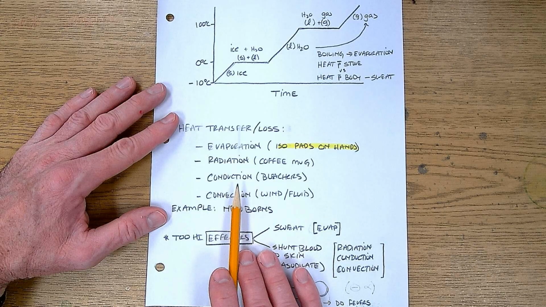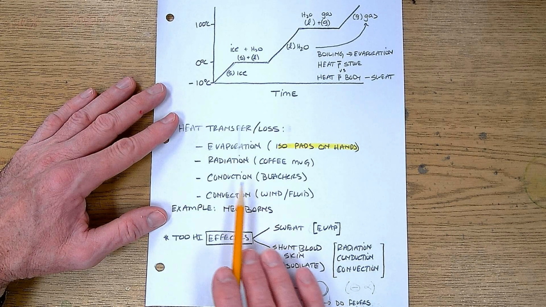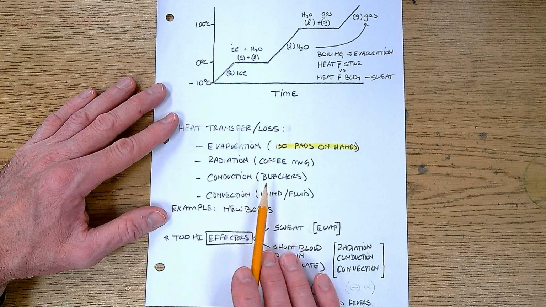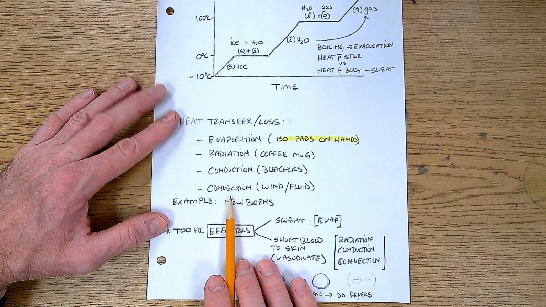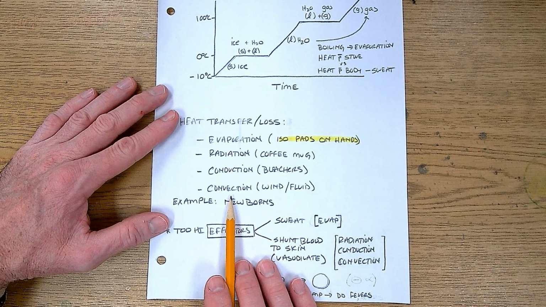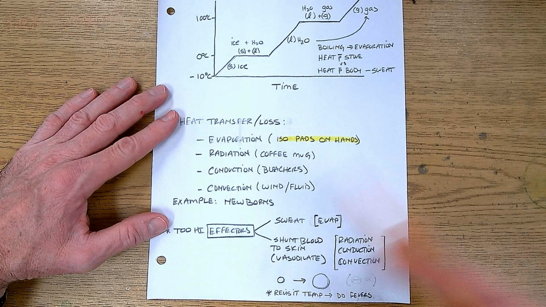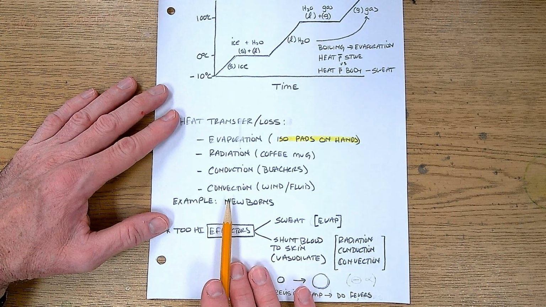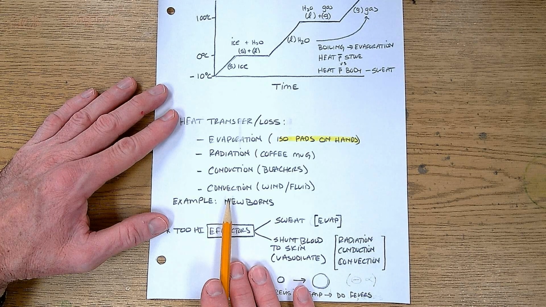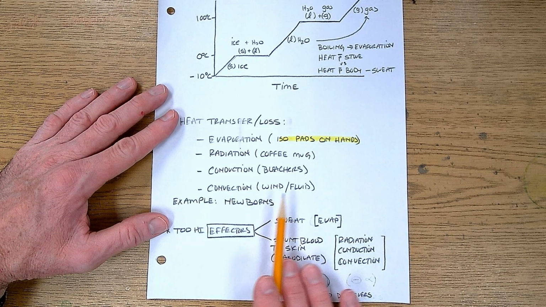Remember, heat always goes from high to low. It flows from high to low, just like diffusion, just like osmosis. Heat goes from high to low. It doesn't go from low to high. Okay, and then lastly, we have convection. Some of you may be familiar with convection ovens. They circulate the warm air throughout the oven to cook more evenly.